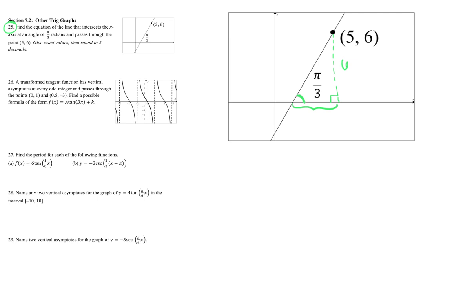So we can use our trig functions that we know, and we can say that tangent of pi over 3 is equal to our opposite over adjacent, so that's going to be our rise over run. So tangent of pi over 3 is equal to the square root of 3. And so now we just need to solve our equation. So we know our y equals mx plus b is our standard form for a linear equation, and we just found m to be square root of 3.